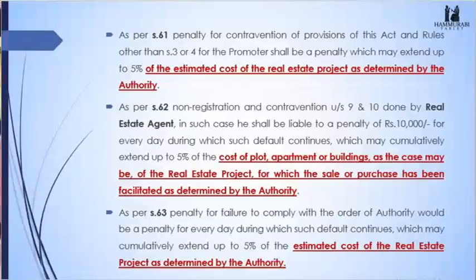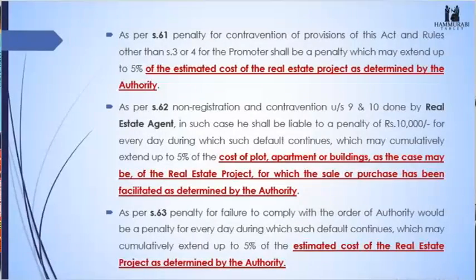In case there is a contravention of section 4, then in that event a promoter has to pay 4% of the estimated cost as determined by the authority. Then we come to section 61. This says penalty for contravention of provisions of the act other than section 3, other than section 4, and any of the rules and procedures as prescribed in the act. Now it is again 5% of the estimated cost of real estate project as determined by the authority.